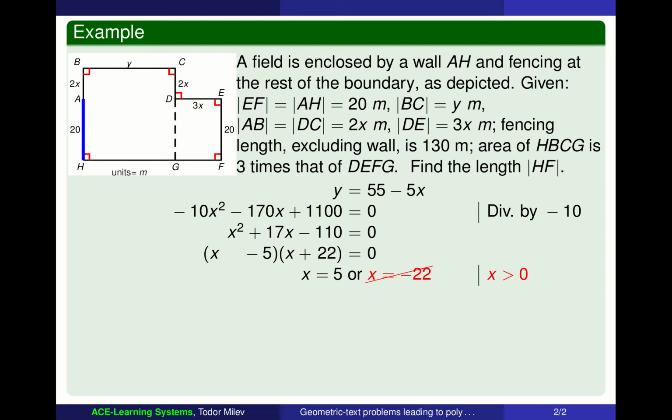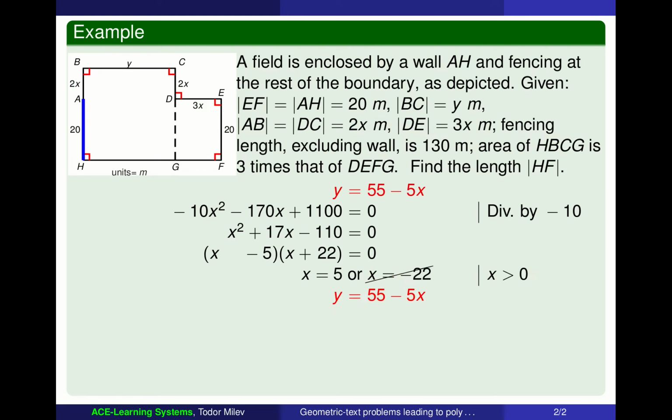Now, x cannot be equal to negative 22 because x is a positive quantity. That's not given anywhere in the problem. So nowhere does the problem say that x is greater than 0. But what we're given is that x denotes length. So x stands for length. It's a physical length, a length of a physical object. So that implies that x is positive.